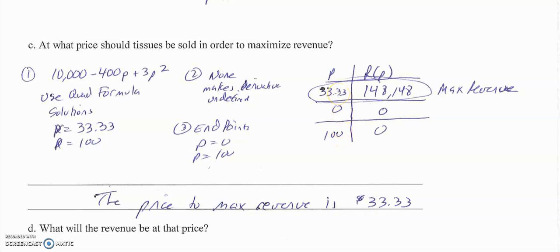When you take 33.33 and plug it into the original revenue function, you get 148,148. 0 price into the revenue function, you get 0. 100 into the revenue function, you get 0.